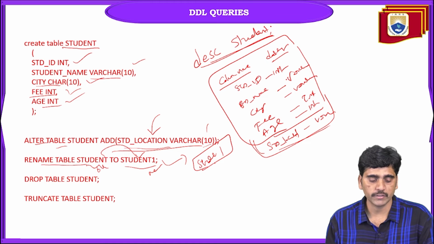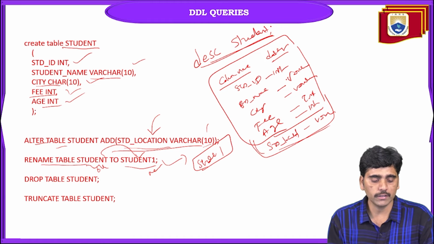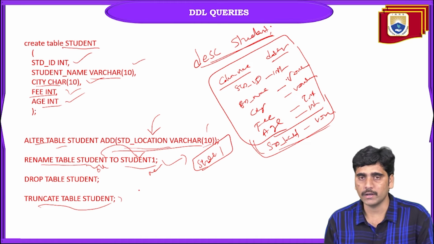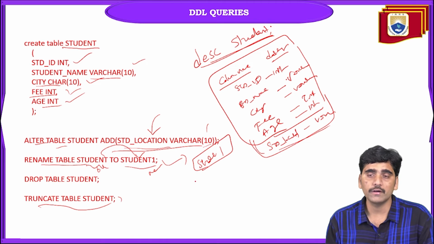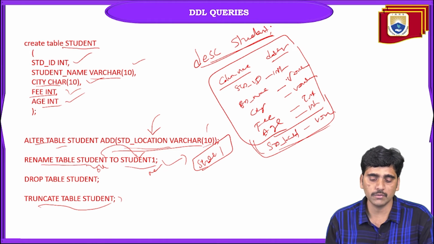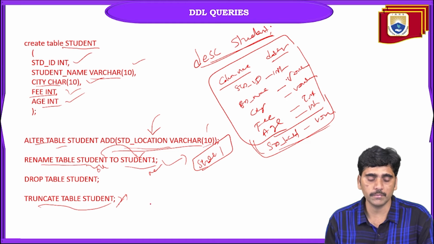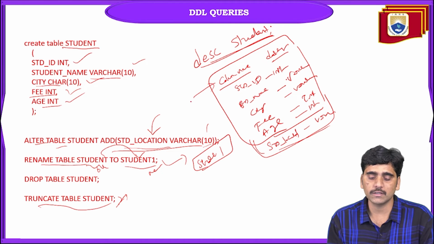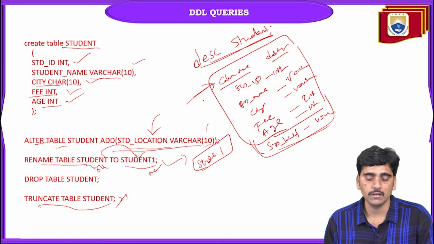Right? And after that we are performing the truncate command. So truncate table name is what? Student. If you perform this command, what will you get? All the records will be deleted, but the table structure will not be deleted.